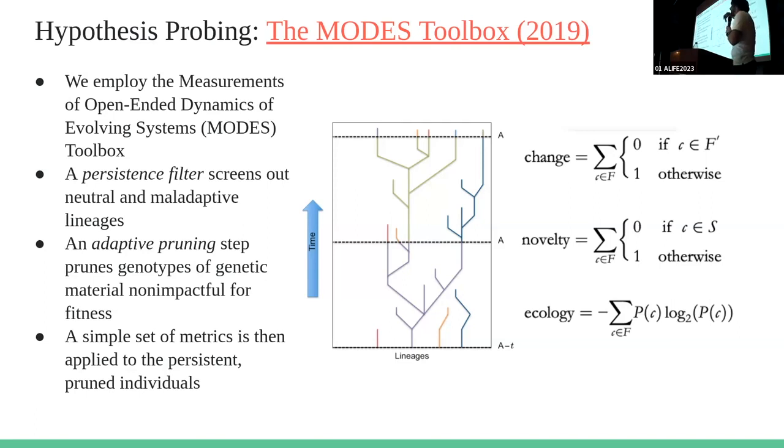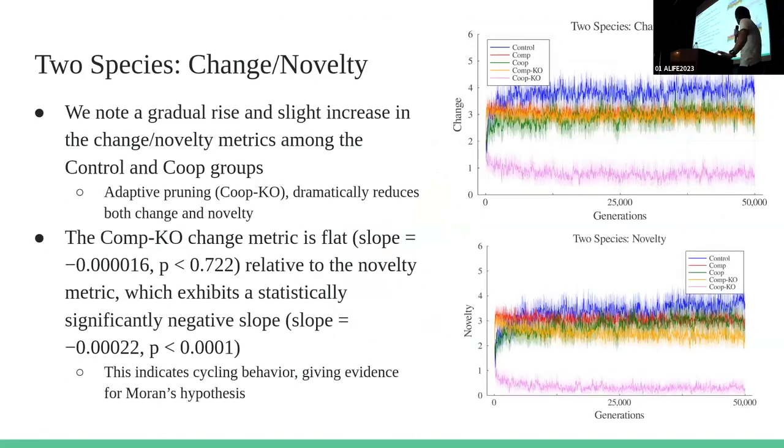Novelty checks to see how many individuals have emerged that have never been seen before. And ecology is just the Shannon entropy, which gives a sense of how spread out the members of that group are. So is there one type of organism that dominates the group, or is there a more diverse ecology?